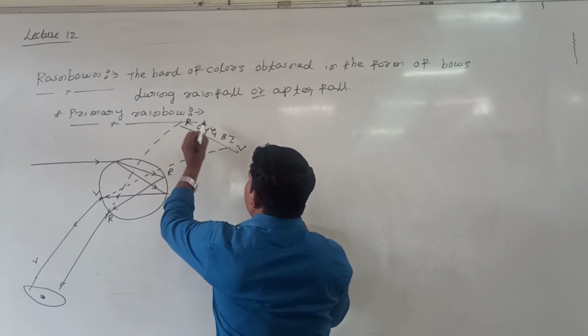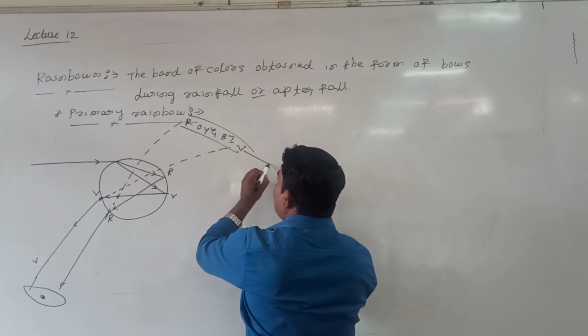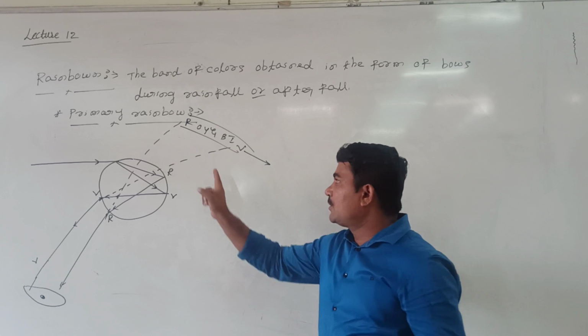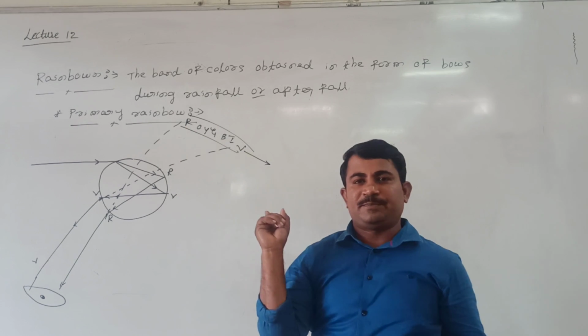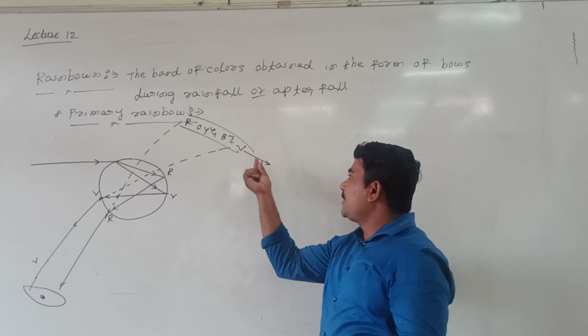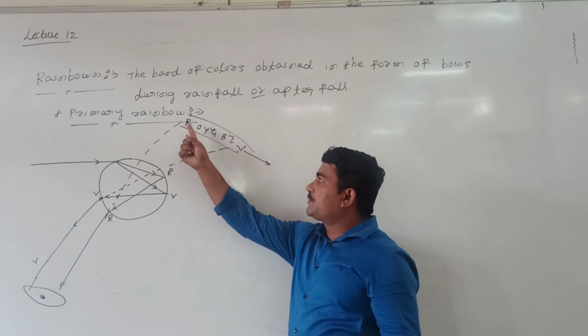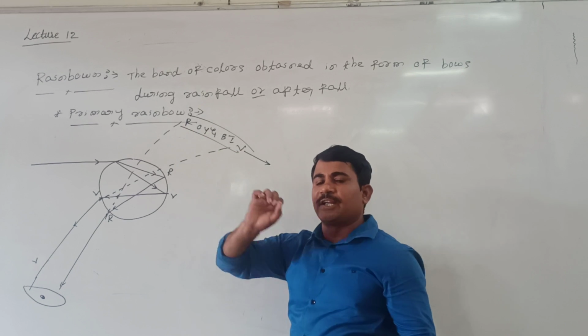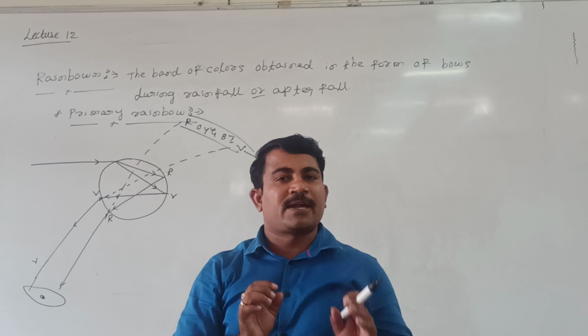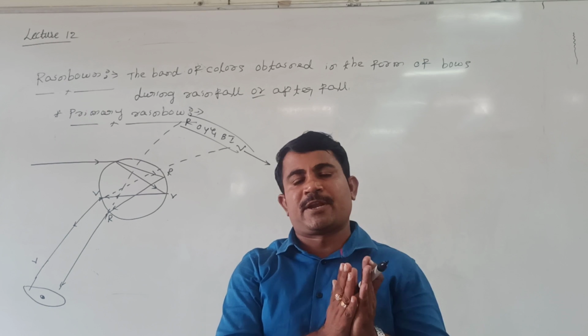In the inner edge, violet color is observed, and in the outer edge, red color is observed. So that is how I can differentiate this primary rainbow.